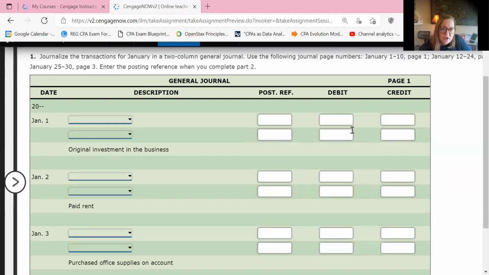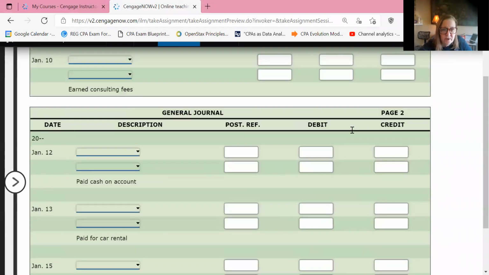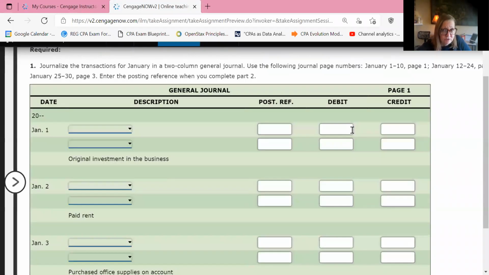Okay, so these are the transactions that we're going to record. I'm just going to do a few of them, well, quite a few of them, and then I'm going to leave the rest for you to do.